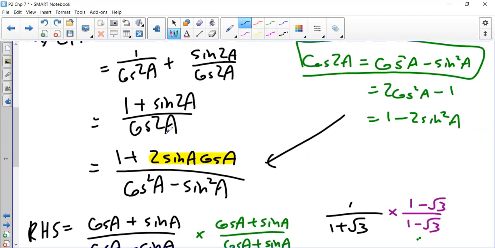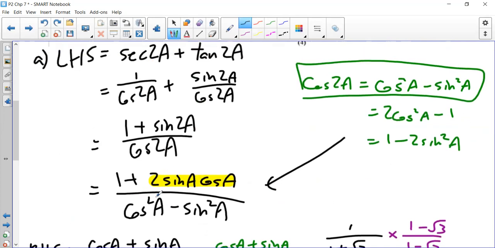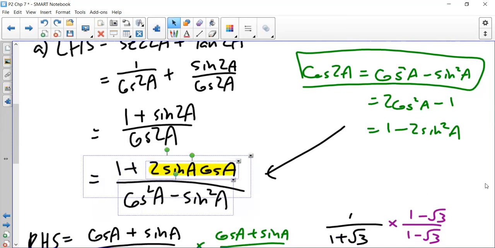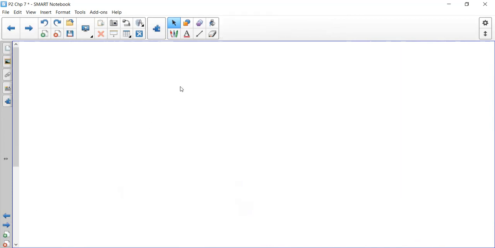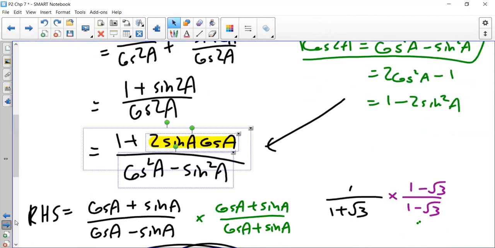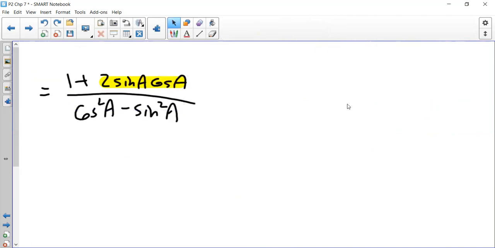So what's the clever solution then from here? If I don't want to start on the right-hand side, what should I do? Well, if you don't want to start on the right-hand side, you can first make this 1 into sine squared plus cos squared. If you're interested in the clever solution, I'll go on from here. So I'll make the 1 into sine squared A plus cos squared A.